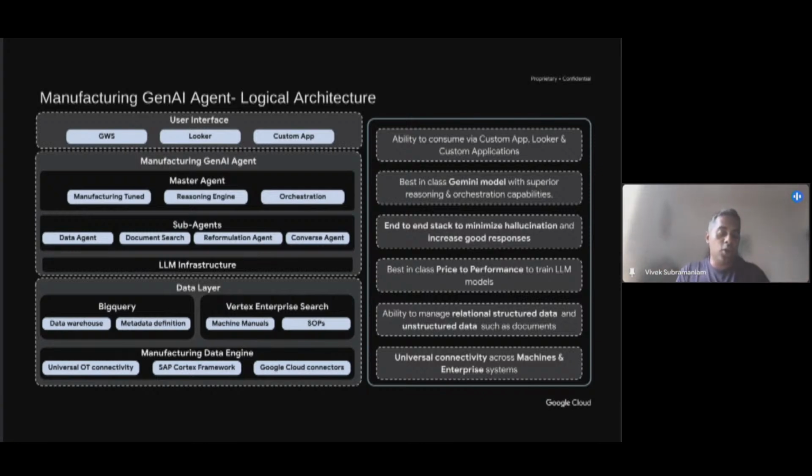And once you do that, you also create sub-agents that are very good at individual tasks. One sub-agent could be pulling out KPIs from the right sources. The second, in this case, would be Vertex Enterprise Search, which has the responsibility of managing documents and putting out information from them, right? The third is how the response has to be structured.